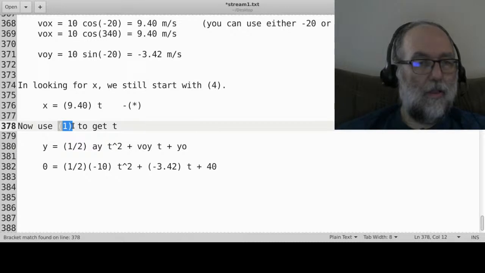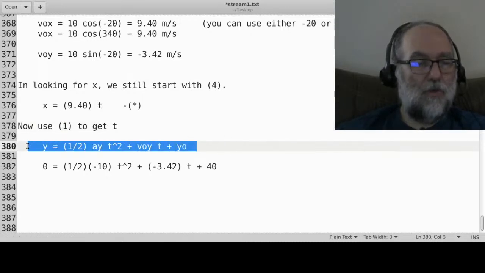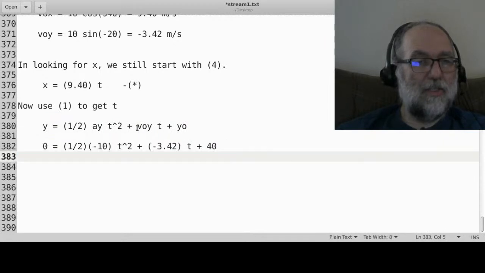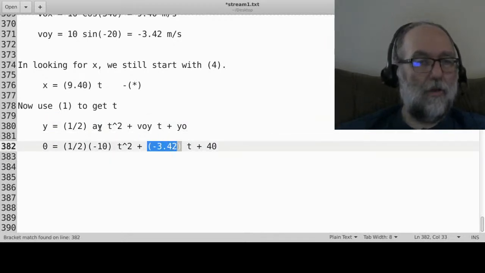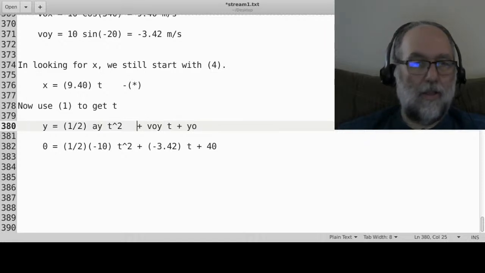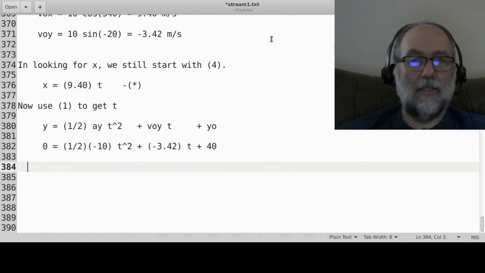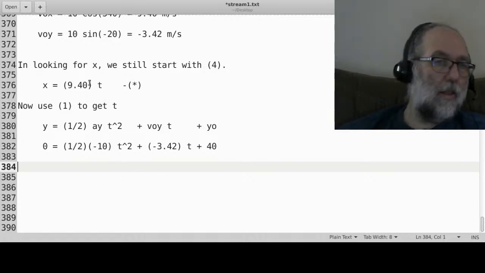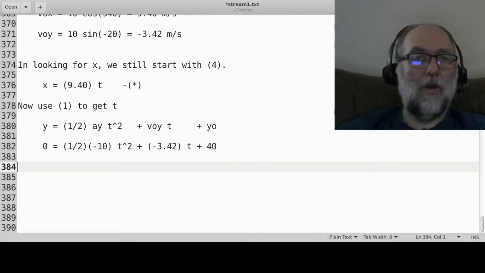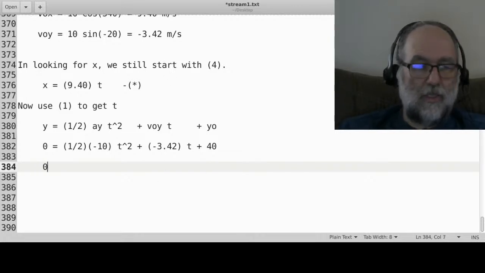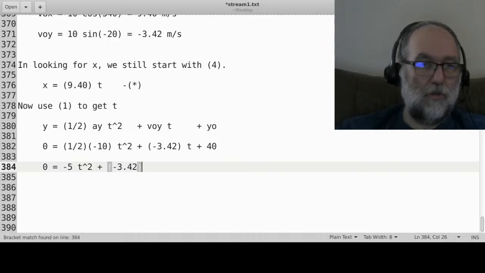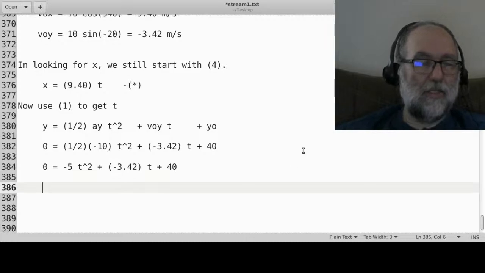To get time. And so it's that quadratic. We plug in the numbers. This is what's different. That v naught y here, it's negative, instead of positive. And then we simplify this. Let me just write it out for you. 0 is equal to negative 5t squared plus negative 3.42t plus 40. And it's a quadratic again.